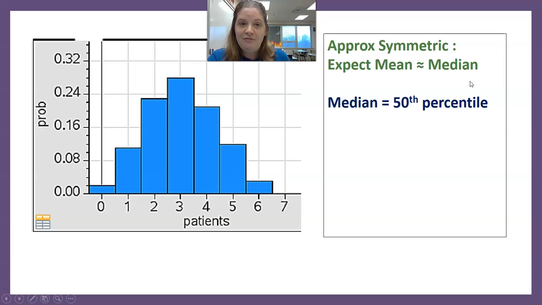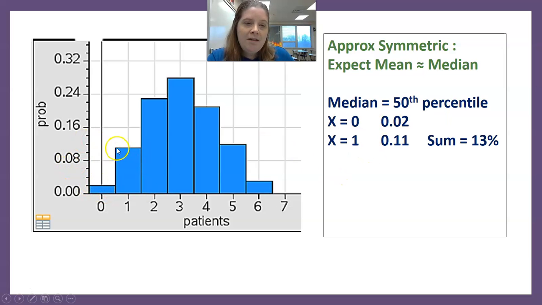So if I'm looking for that 50th percentile, and since this is approximately symmetric, we're going to say it's probably 3 because that's the peak and it's symmetric. But if we were going to count just to be sure, x equals 0 looks like about 2%. X equals 1 gives me about 11.